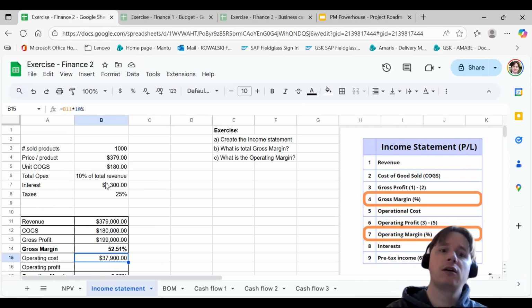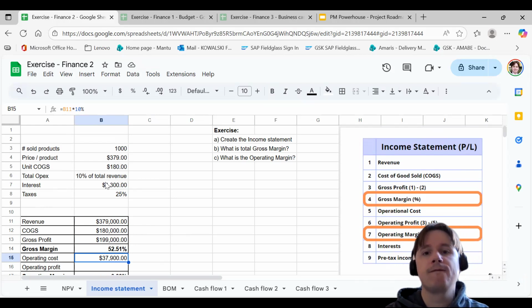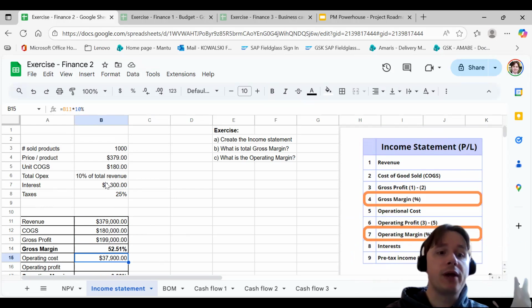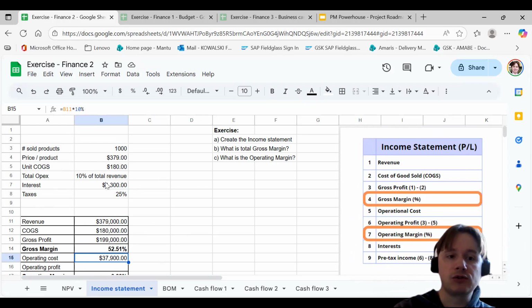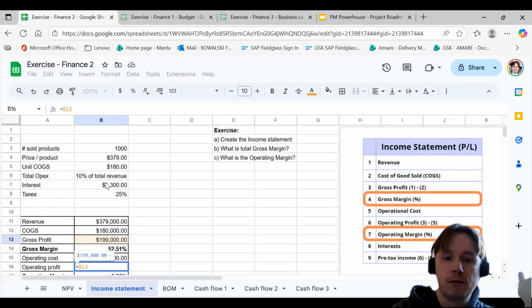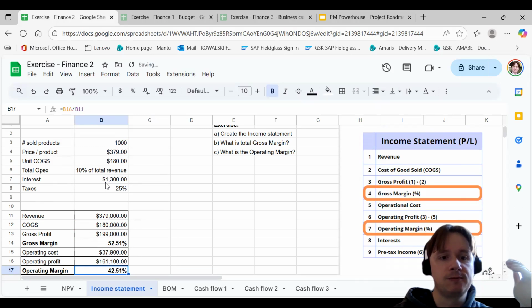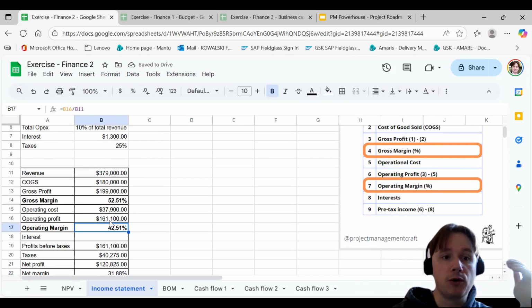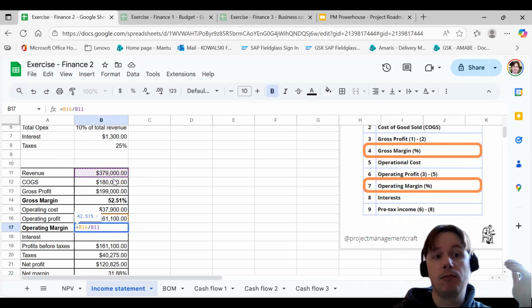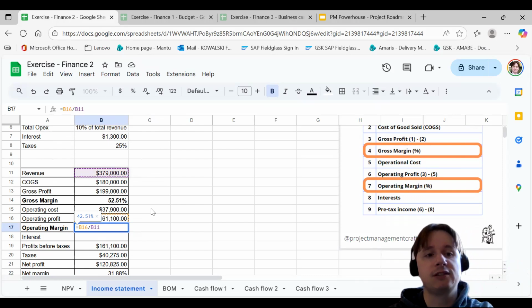Cost of HR, legal, IT, non-directly production related cost. The cost for the CEO, for the marketing, to keep an office building there, rent, and so on. So with the operating costs, how are you going to calculate the operating profit? It's basically your gross profit minus your operating cost. Your operating margin is your operating profit divided by your revenue. Remember, the reference is always the revenue.